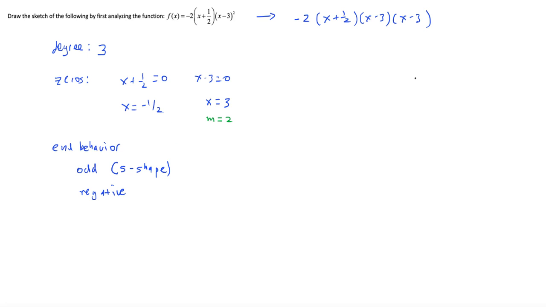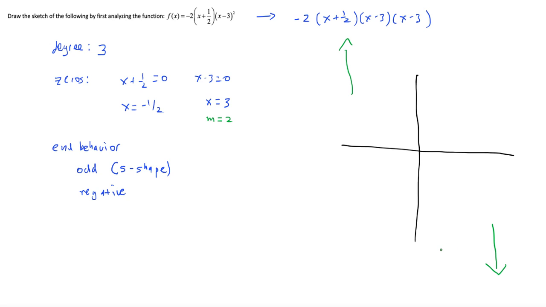So what does that mean? It means that if we draw a graph like this, just a rough little sketch, it's going to be an S shape, but we're not going to go down to the left and up and to the right. Because it's negative, we're going to go up and to the left and down to the right. Now, where are our zeros? We have zeros at -1/2 and at 3. So -1/2 and 3.